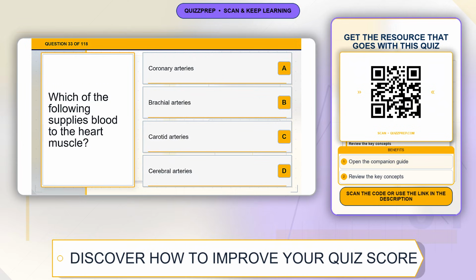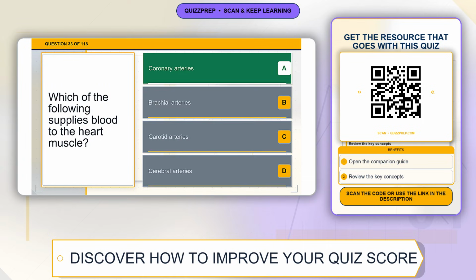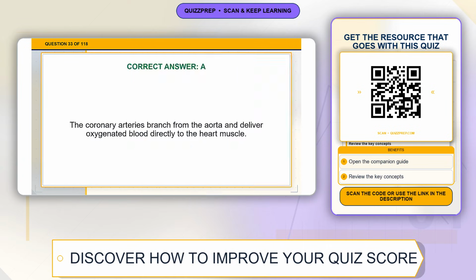Question 33. Which of the following supplies blood to the heart muscle? Option A, coronary arteries. Option B, brachial arteries. Option C, carotid arteries. Option D, cerebral arteries. The correct answer is option A, coronary arteries. Explanation. The coronary arteries branch from the aorta and deliver oxygenated blood directly to the heart muscle.